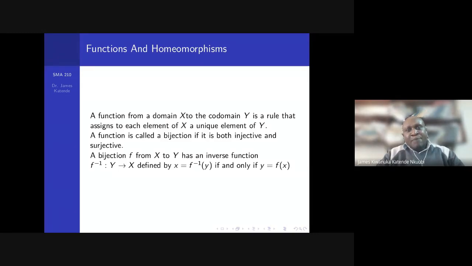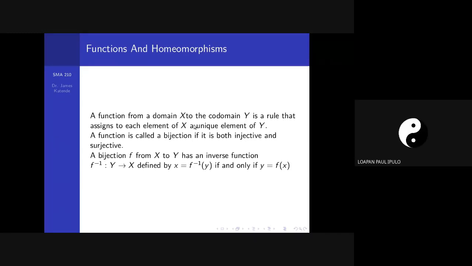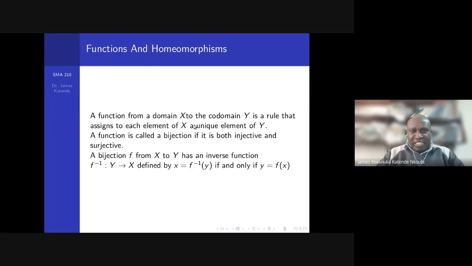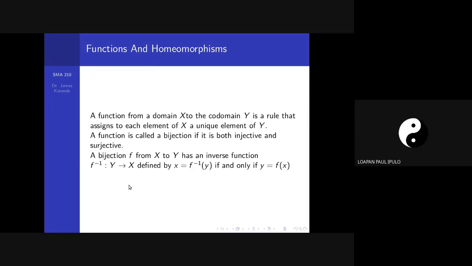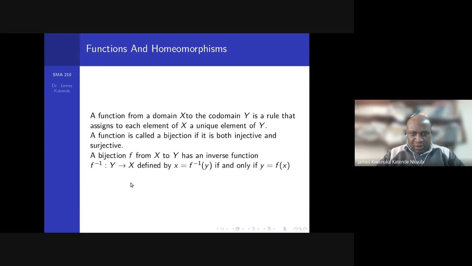And maybe you'll encounter it again in set theory, if you haven't done it already. Have you done SMA 202? Yes. You're doing it now, or you have done it? We are doing it now. Yeah, I think you'll encounter functions again there.